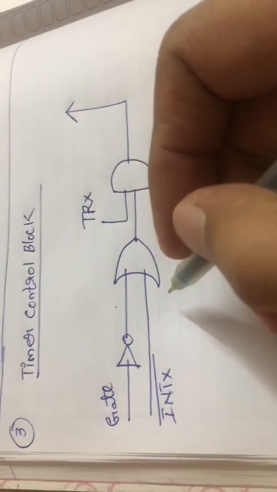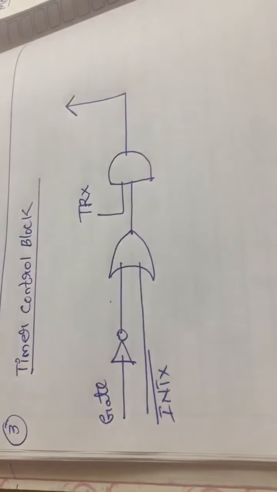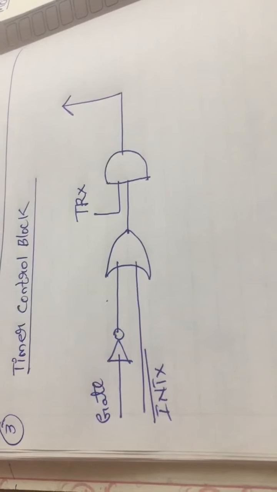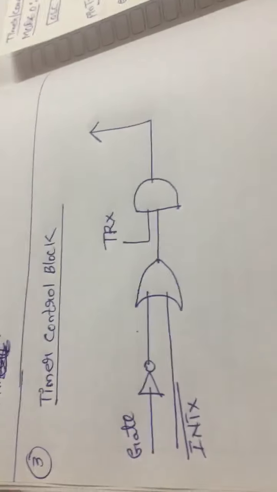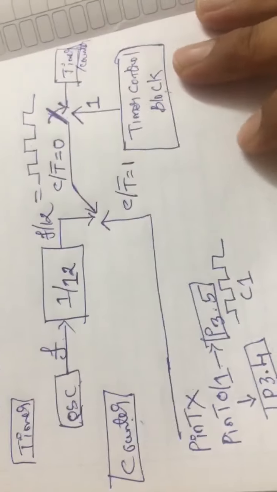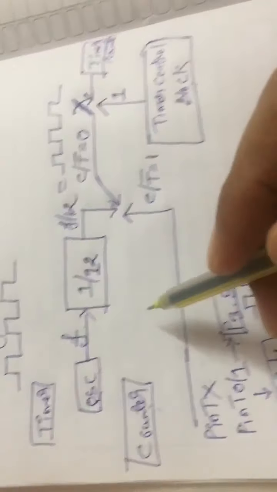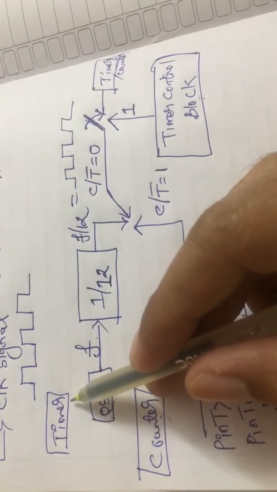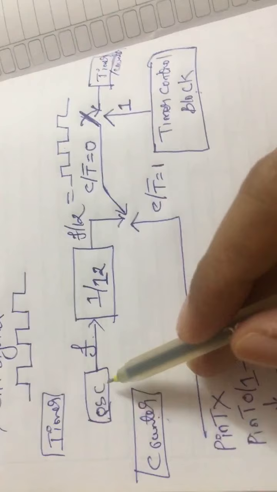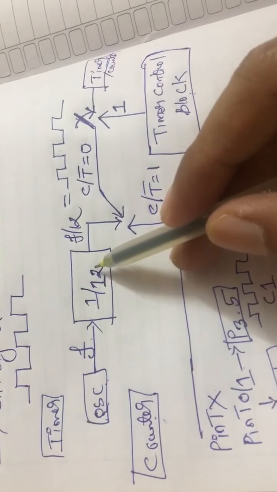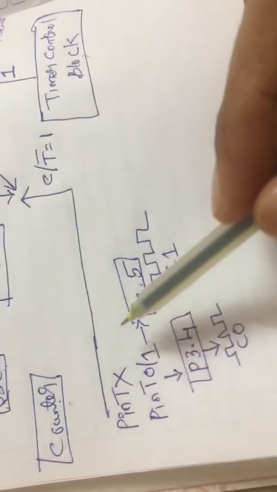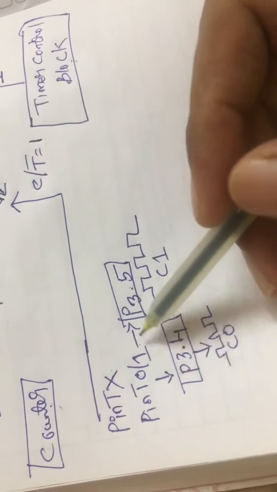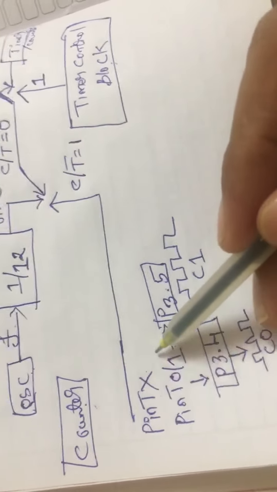So welcome back students. Now we will take up the third topic of 8051 timer/counter. In the second session we were talking about how this particular timer/counter block works. If I take this timer, then the pulses will be generated with the help of the oscillator and a 1 by 12 circuit. And if I take a counter, the pulses will be generated with the help of pin TX, right?